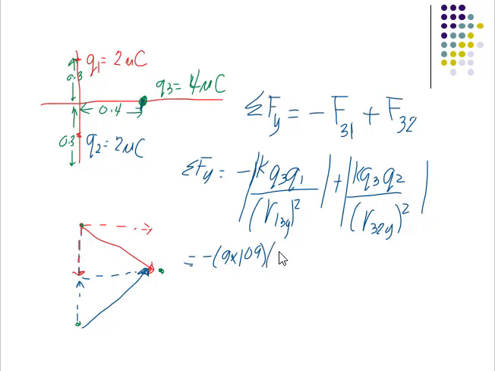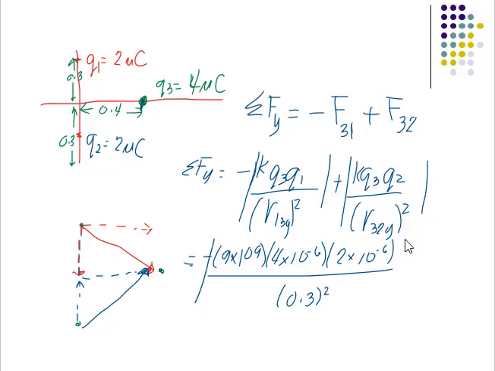Q3 is 4 times 10 to negative 6. Q1 is 2 times 10 to negative 6. Then you have the distance along Y, it's 0.3 squared. And then, absolute value of that. But we have negative sign outside the absolute value. Then plus, K is 9 times 10 to the 9.